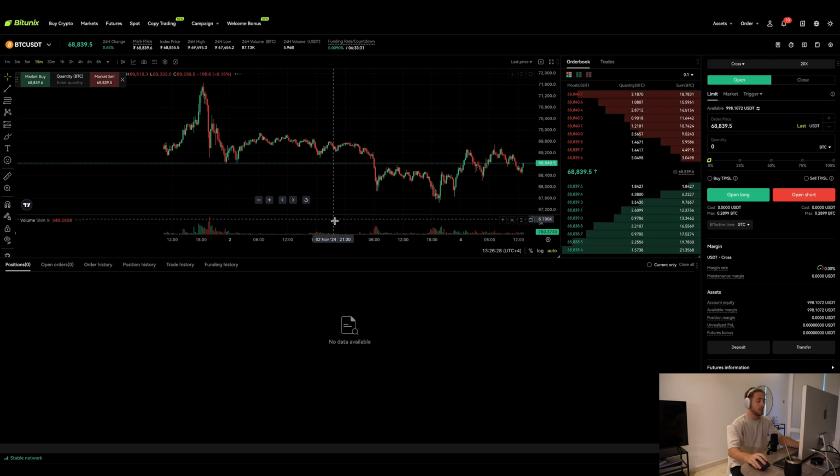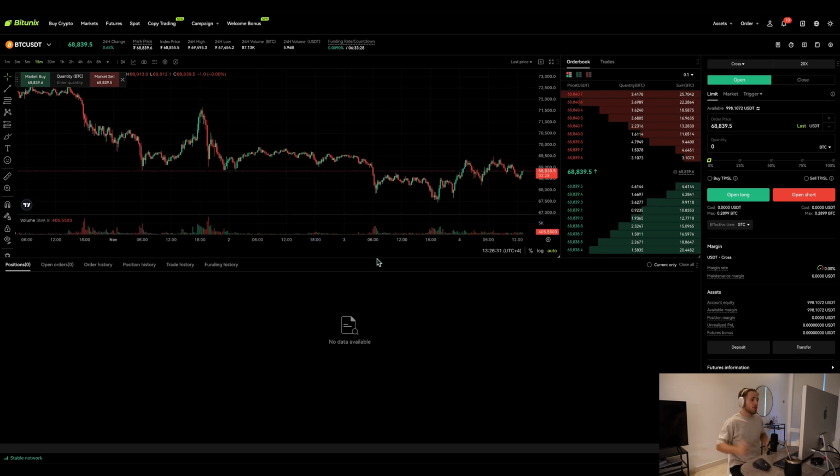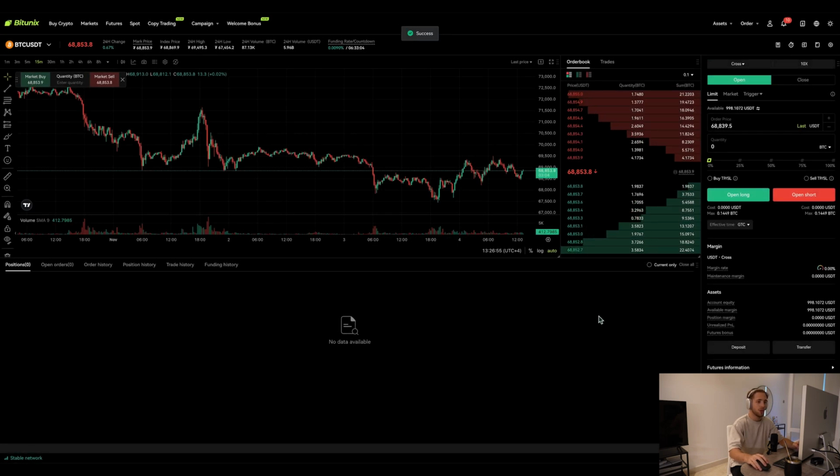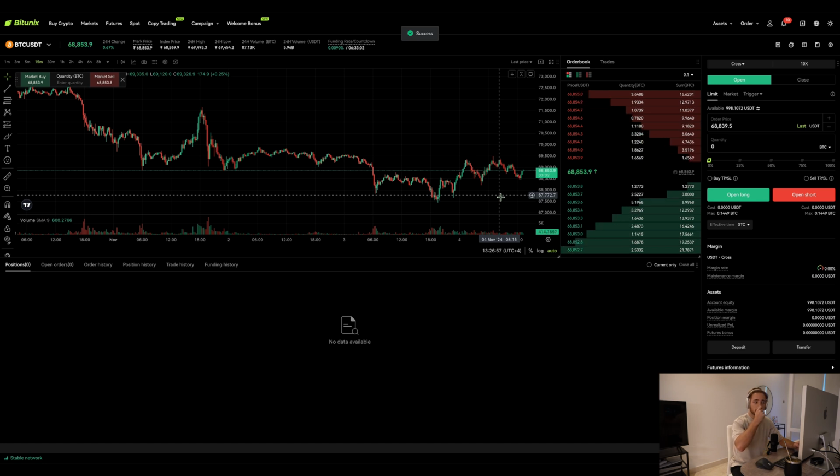Coming to BTC, remember that if you are just starting in crypto, I encourage you to use smaller leverage. Bitunix offers leverage up to 125x, but remember, if you're just starting, I encourage you to start with spot and then don't even think of anything higher than 10x, because this will liquidate you very, very quickly. So let's start with 10x.